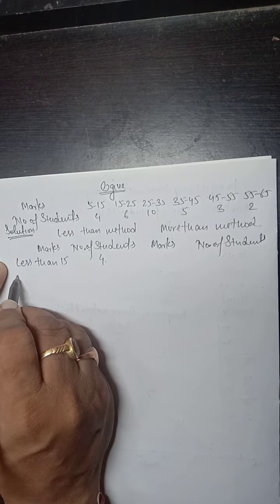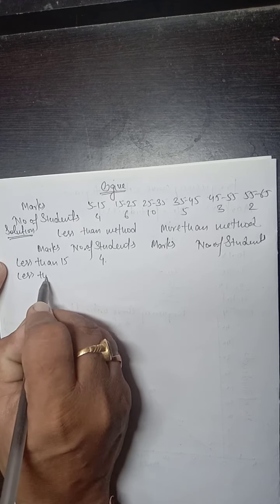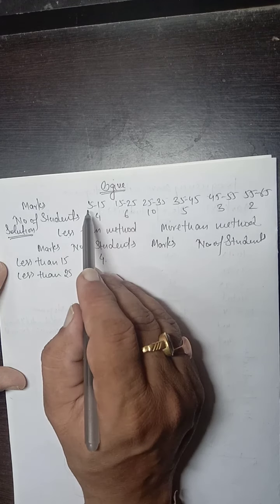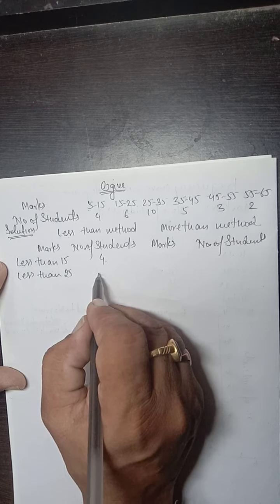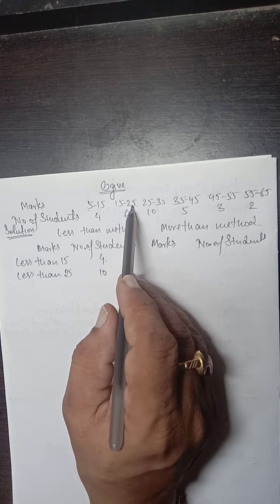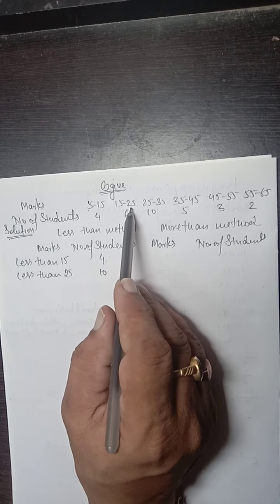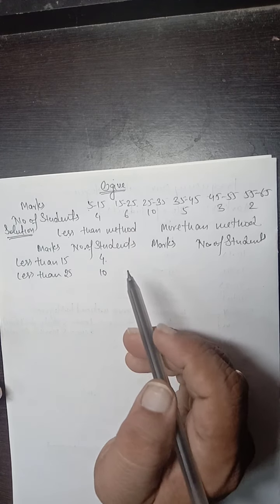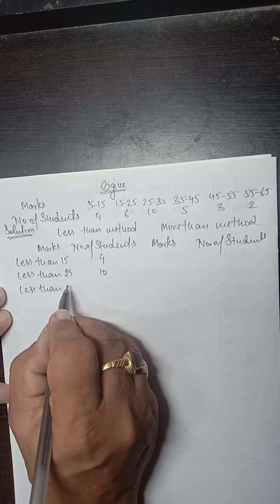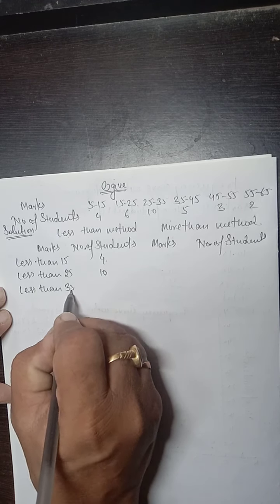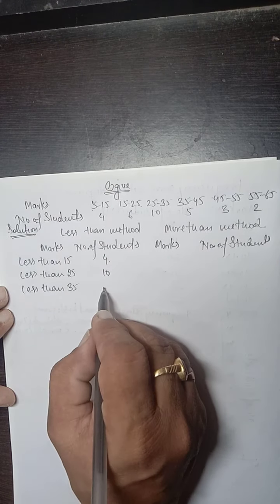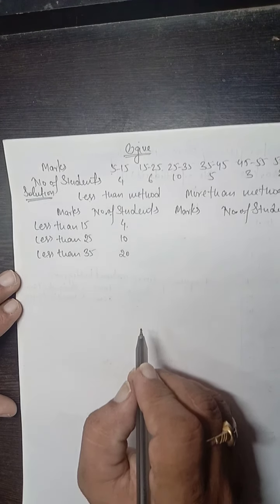Second, less than 25. Less than 25 means 5 to 25, so 6 plus 4, 10 will be taken here. Less than 5 means below 5, so below 5 means 0 to 5 or 5 to 25. We have added 4 and 6, that is 10. Next is less than 35, that means all below 35. So 10 plus 6 plus 4, 20 will be taken on this side.